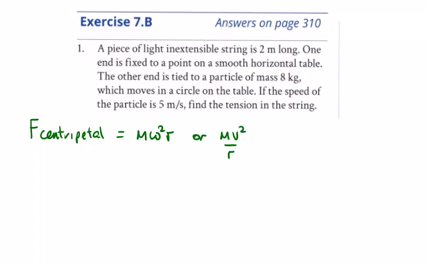First question, 7b, relies on these formulas throughout 7b. Make sure you identify which one. Is it angular speed, or is it speed, the W or the V?